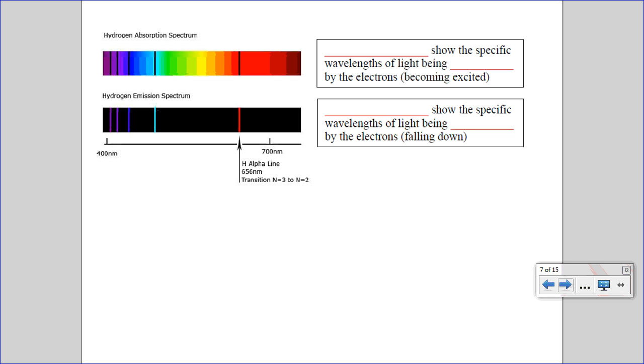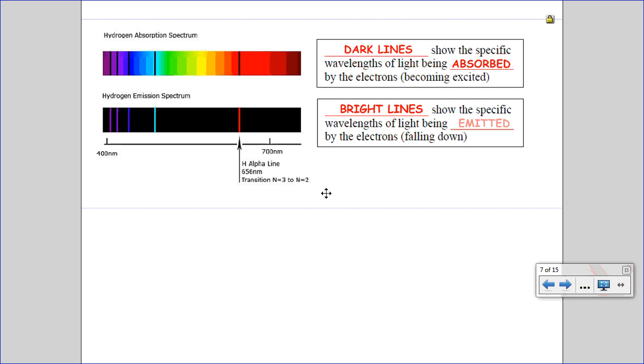So the dark lines show the specific wavelengths of light that are being soaked up by the electrons in that particular element. Hydrogen soaks up 1, 2, 3, 4, 5 different energies of electron. And therefore, since it soaks them up, it also has to release them. The bright lines are when that element, hydrogen, releases the energy that it soaked up. It comes out at those specific lines.